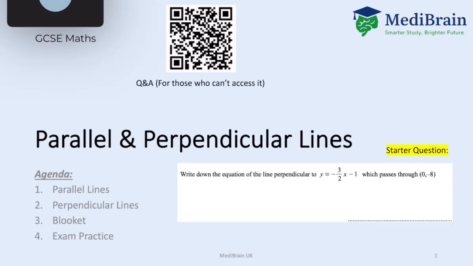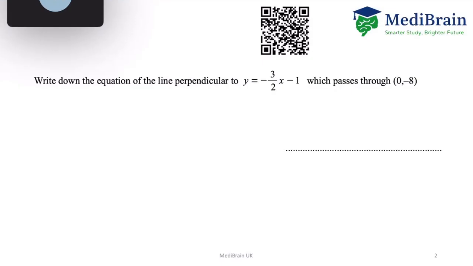So first thing first, I'm going to go through the starter question here. We did have a look at this in our last lesson, and we're just going to have a look at it again just as a starter. So we need to write down the equation of a line which is perpendicular to y equals minus 3 over 2x minus 1, and it passes through (0, -8).